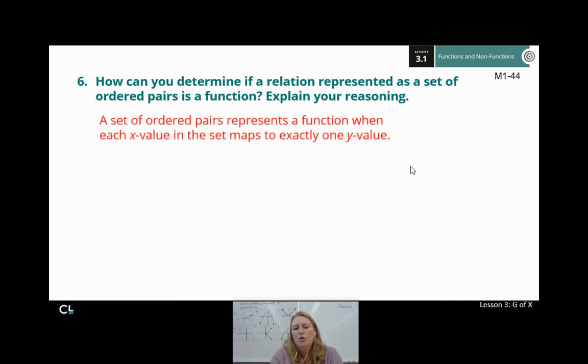So a set of ordered pairs represents a function when each x value in the set maps to exactly one y value. And I know we keep saying this over and over again. Every x gets one y, right? But that's how you can tell in an ordered pair. Make sure that each x value only gives you one y value. If you're like, 2 gives you 5, but then 2 also gives you 7, it's not a function. Got greedy.